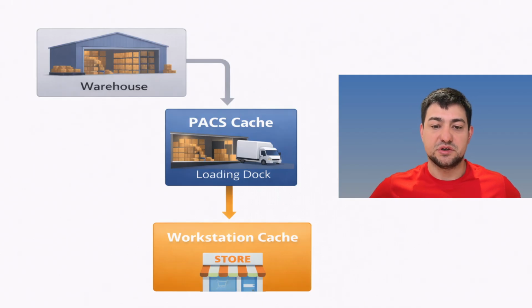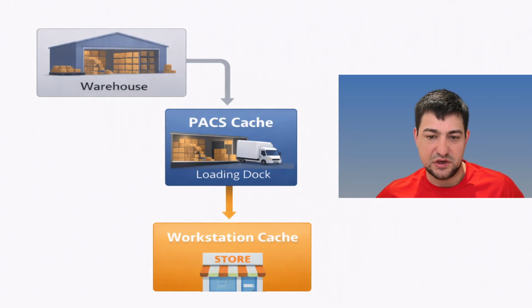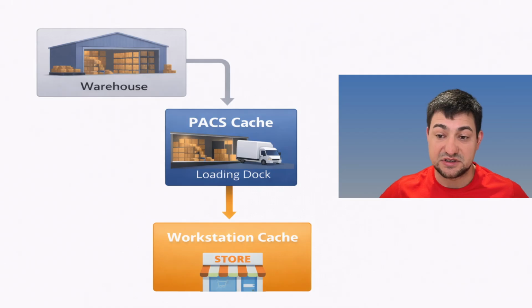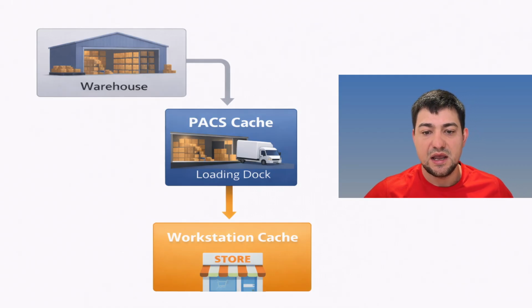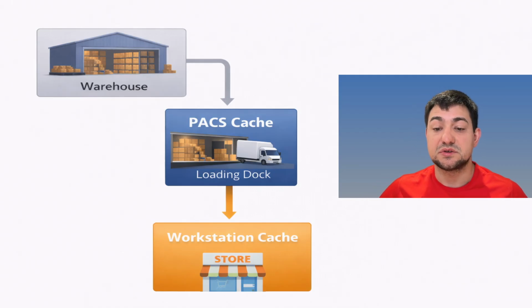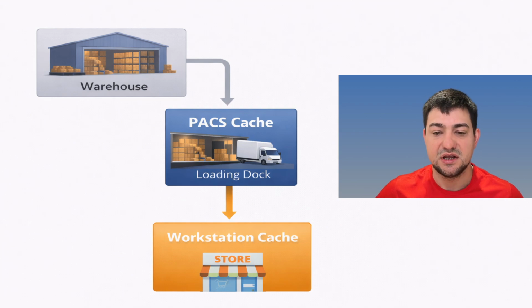This is why we have the loading dock. That's your PACS cache. Whatever we need, we bring over to the loading dock. It allows us to quickly load it onto the truck and bring it over to the actual store, which is your Workstation cache in our analogy.